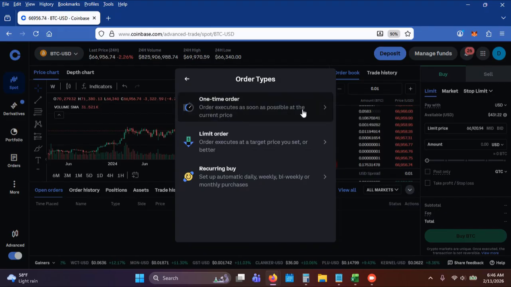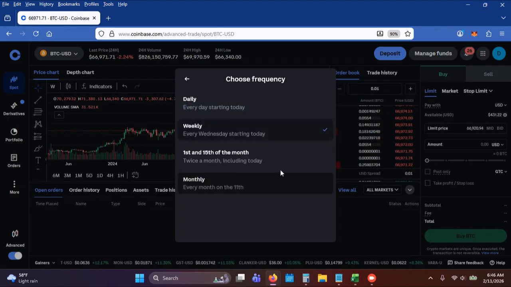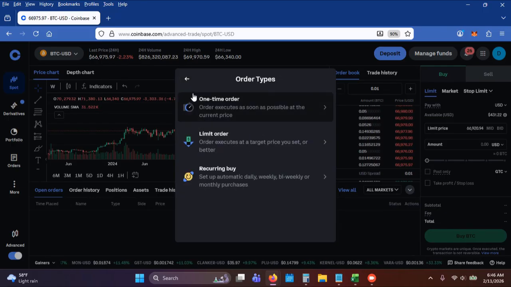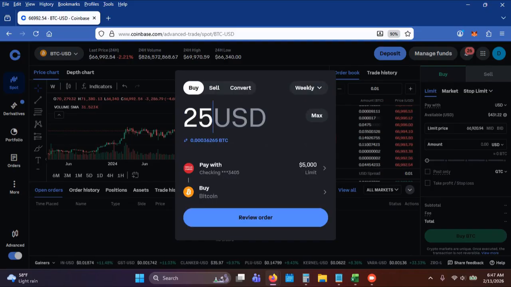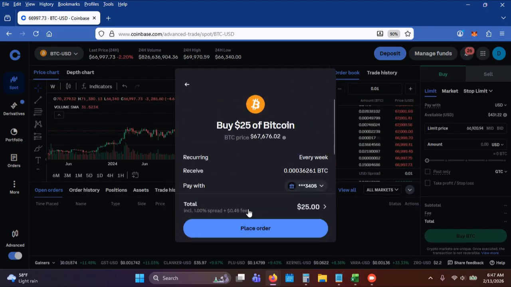Let's see here, a one-time order. Nope, I don't care about a limit order. I want that recurring buy. If you click on that, you can select whether you want it every day, weekly, 1st or the 15th, or a monthly. Okay, so I'm going to stick with that weekly payment. So we're going to do the weekly, and I'm going to say $25 per week. Put that information in there, click on review order, and always check your order before you hit that confirm button, guys.